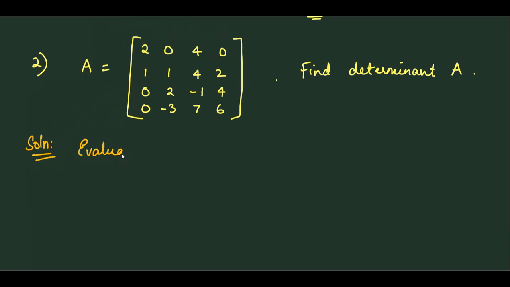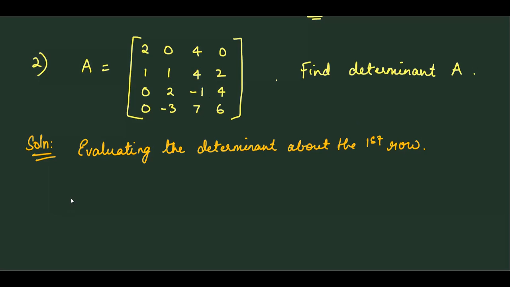Evaluating the determinant about the first row. Okay. So in general, everyone will evaluate on the first row, right? Like if they don't mention anything.